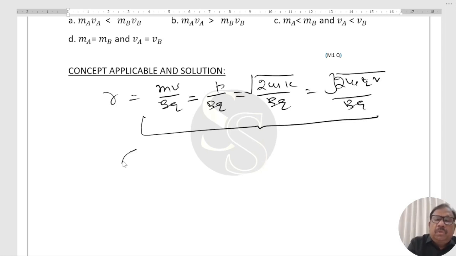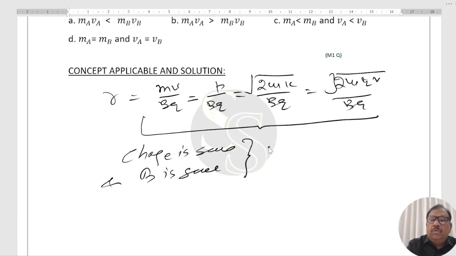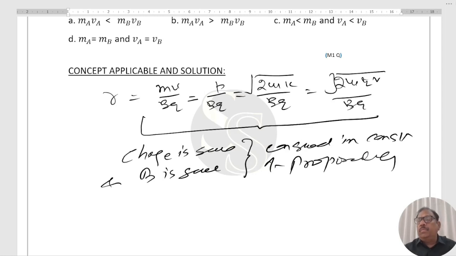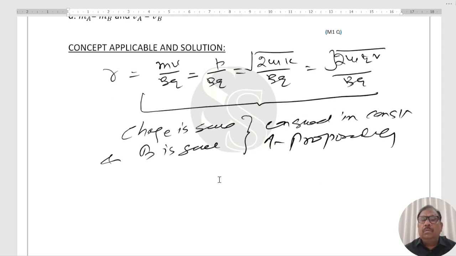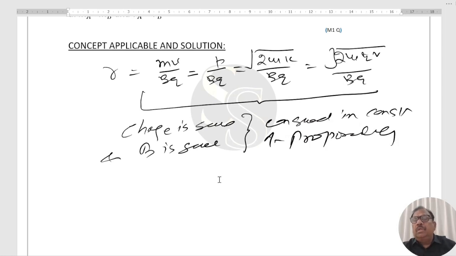In this case, charge is same, and B is same. Both will be consumed in the constant of proportionality. Constant of proportionality, right? Now, in this case, which will be applicable?